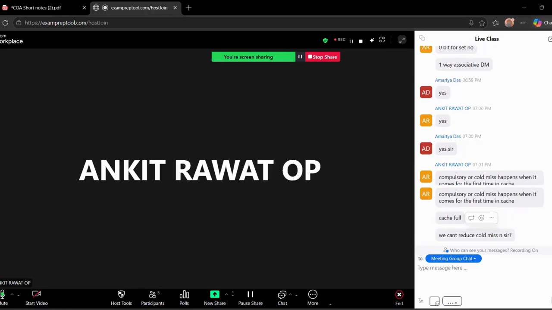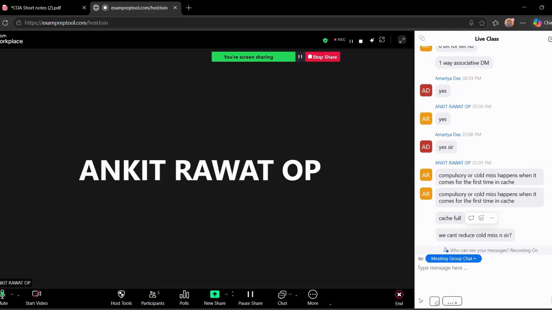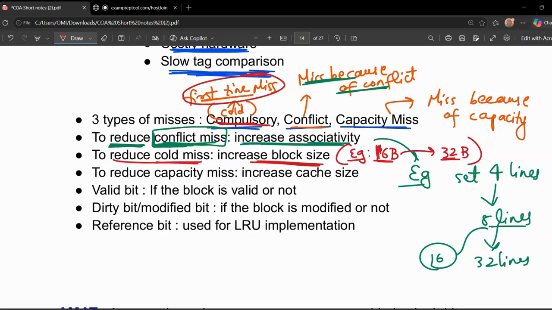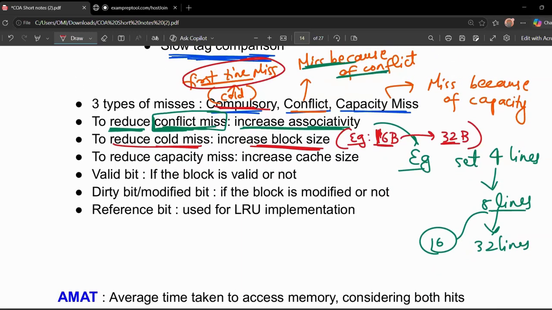There is one question: we can't reduce the cold miss now, sir? Yeah, see, you can, by increasing the block size. Yeah, see, there is a thing.